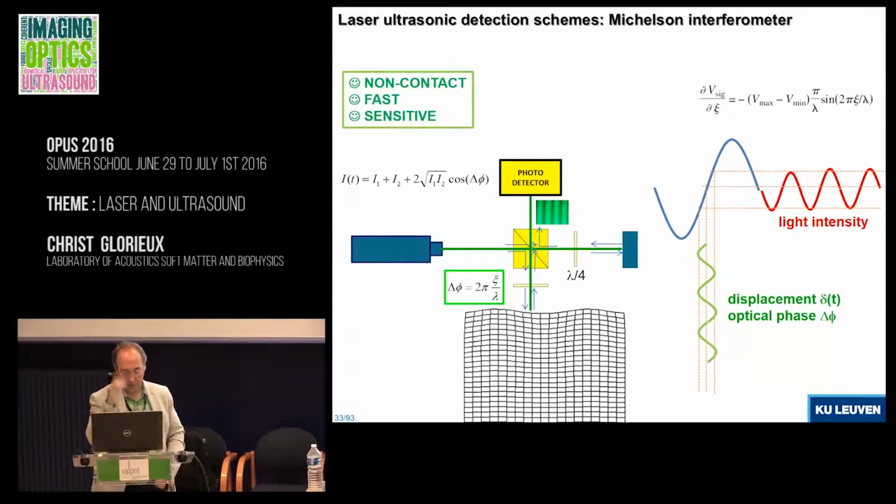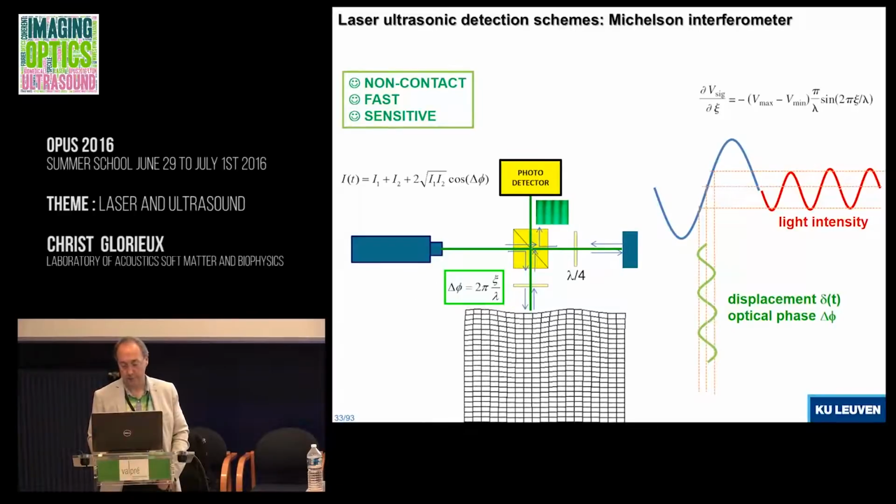Another technique that was already mentioned in several talks, but I'm repeating it because it's the basis of all the techniques discussed later, is the Michelson interferometer. The basis is that we cross two laser beams, one which has gone to the sample and the other one which has gone to a mirror. We use a beam splitter to mix them again on the photodetector. When the sample is moving, the optical path of the probe beam is changed, so the optical phase difference with the other beam is changed.